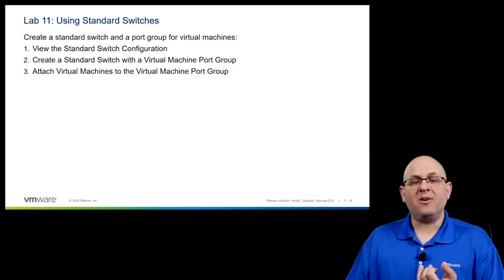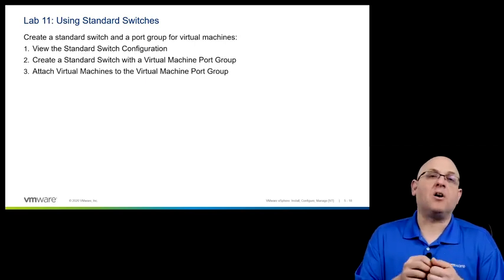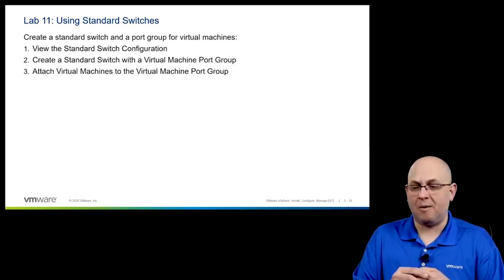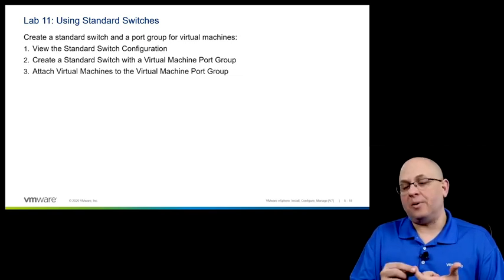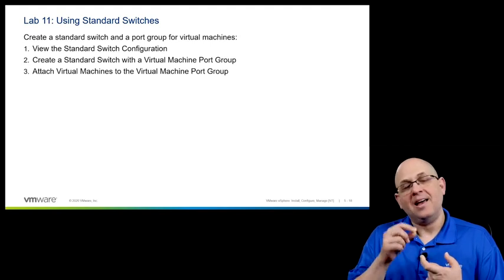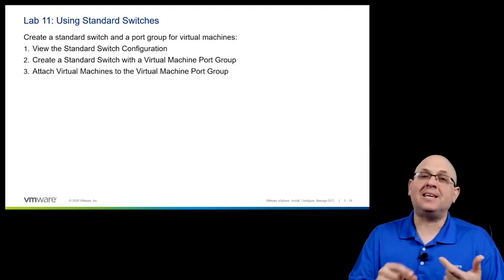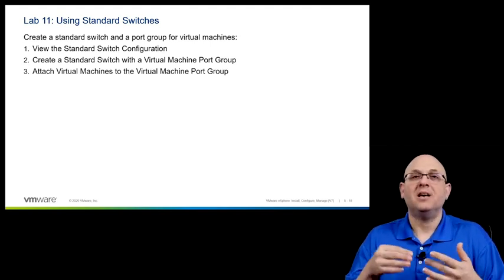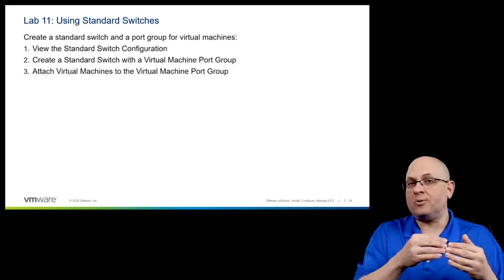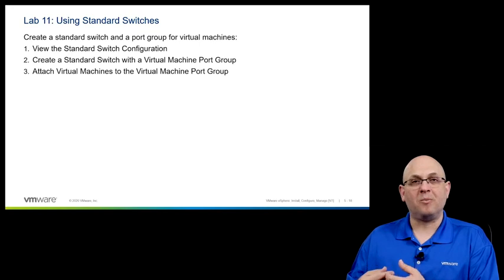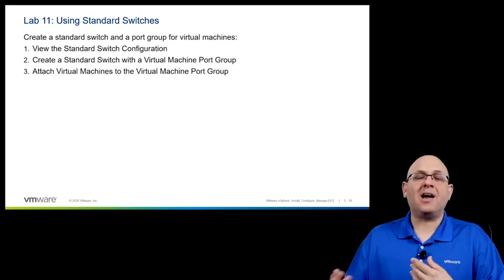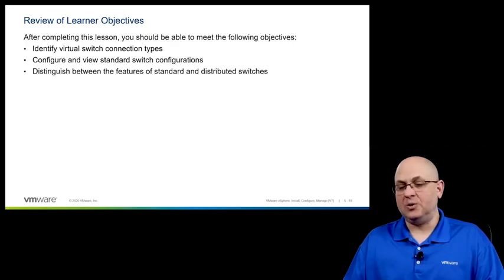So we're going to view the configuration in our vSphere client by clicking on our host and going to the configuration tab. We're going to create a new standard switch, and we're going to place a virtual machine port group on that. And then we're going to take our virtual machines and edit the settings of those virtual machines to move them from one virtual machine port group to another virtual machine port group. So enjoy the lab, and when we come back, we'll have a look at lesson 2 in this.